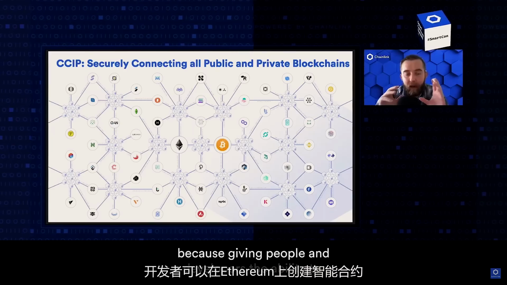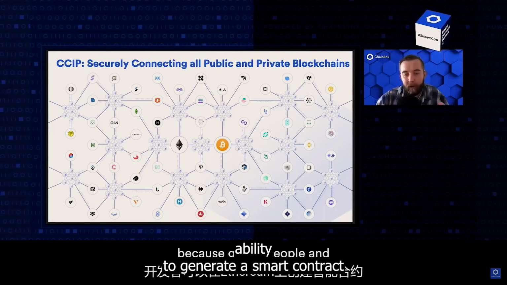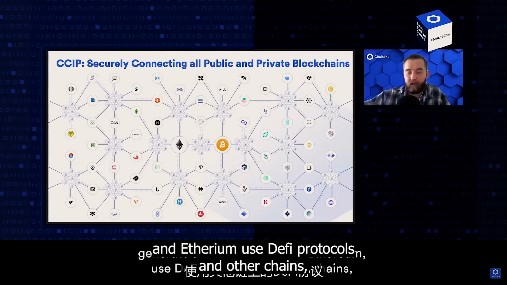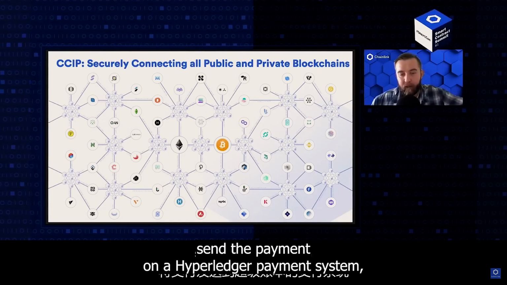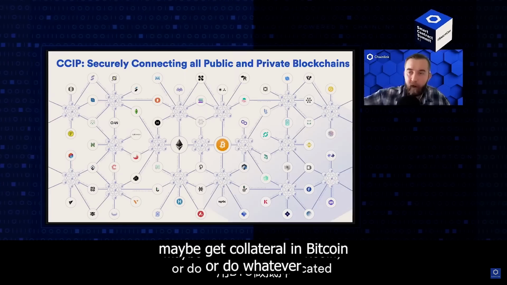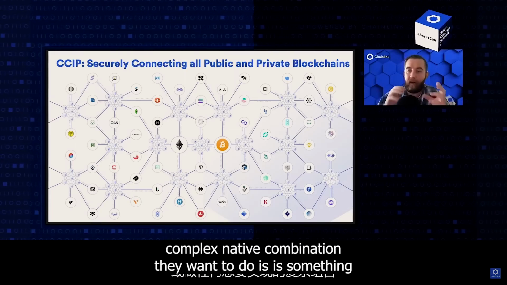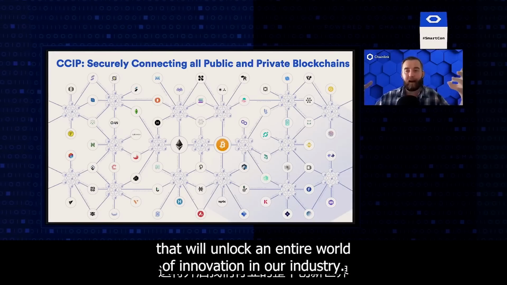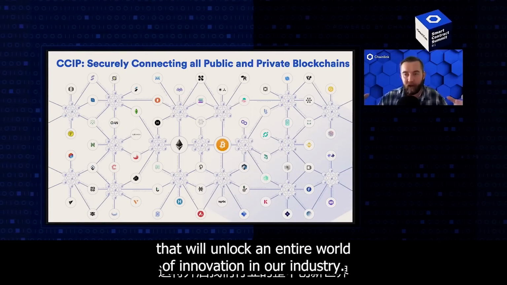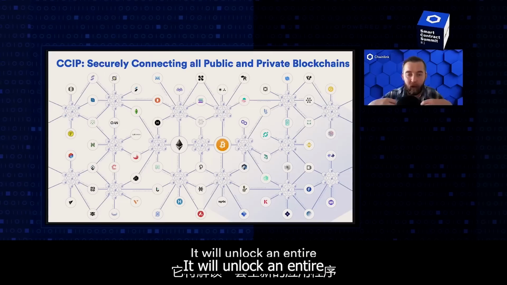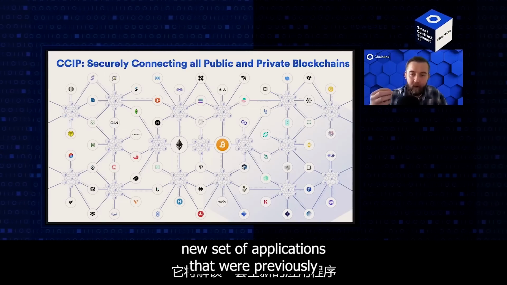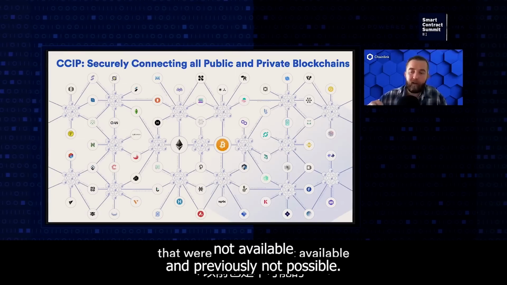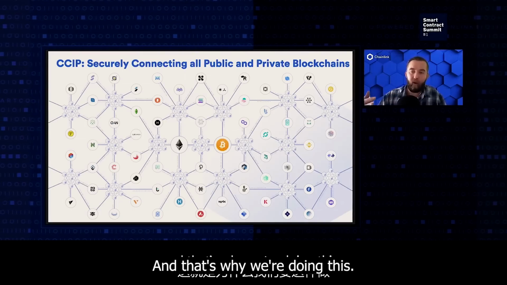Because giving developers the ability to generate a smart contract on Ethereum, use DeFi protocols on other chains, send a payment on a Hyperledger payment system, maybe get collateral in Bitcoin, or do whatever complicated combination they want to do, is something that will unlock an entire world of innovation in our industry. It will unlock an entire new set of applications that were previously not available and previously not possible. And that's why we're doing this.